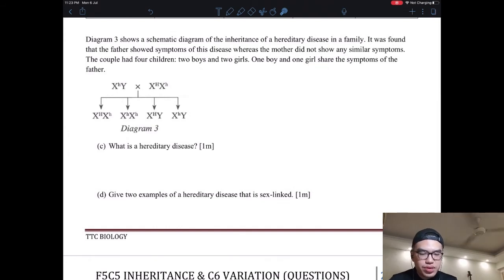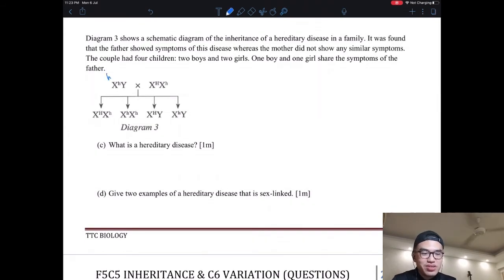I write hemo here. So the mother, can you see? One big, one small, we call it carrier. So the children: female, female, male, male. XX is female. So this is the carrier. This one is hemo. This one is normal. This one is hemo.